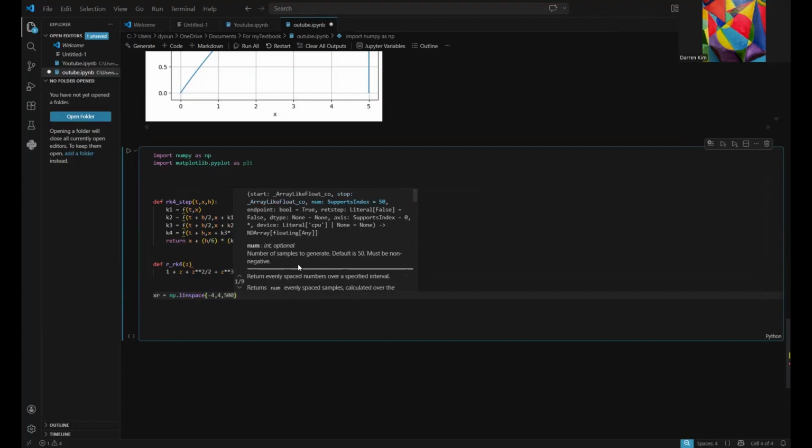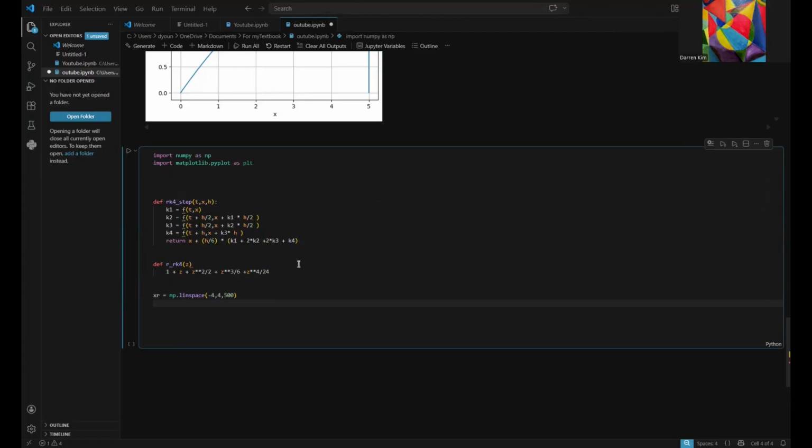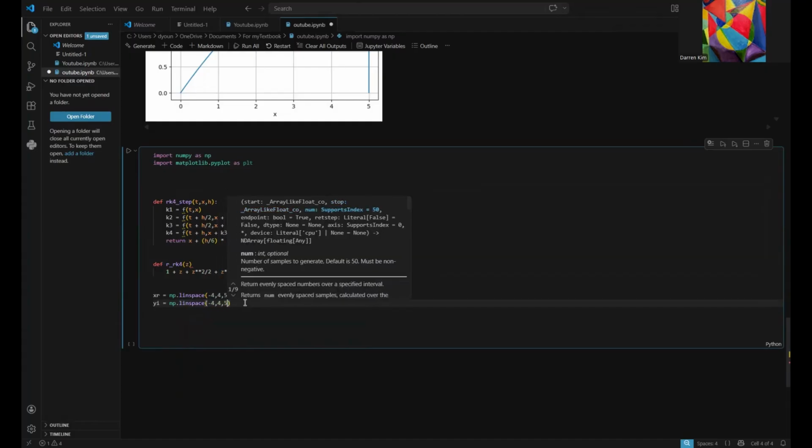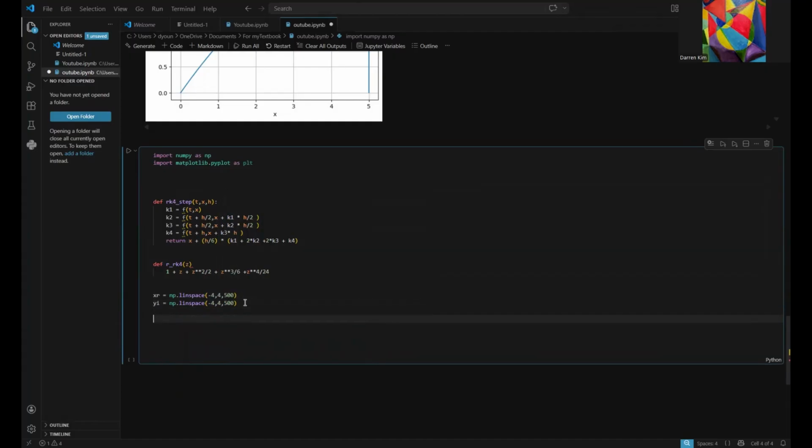It was near 2.5 where it succeeds, I don't remember exactly. So it's going to be np.linspace, and we'll do the same thing: negative 4 comma 4 comma 500. Yes, and then we're going to have to do what we call x comma y. Oh no, it's r comma yi, and then we'll do this.